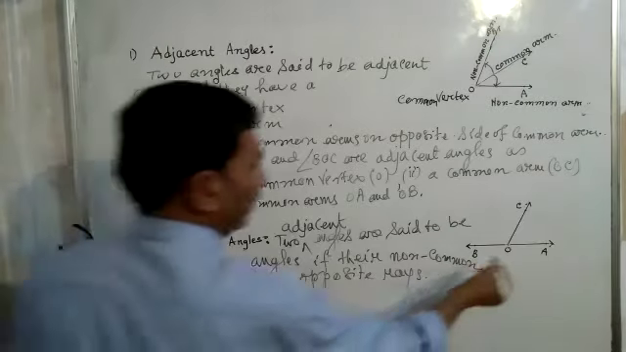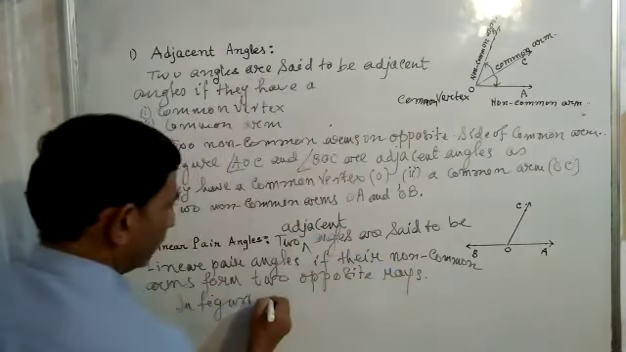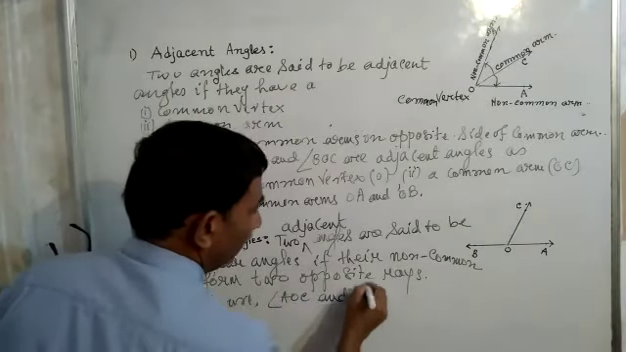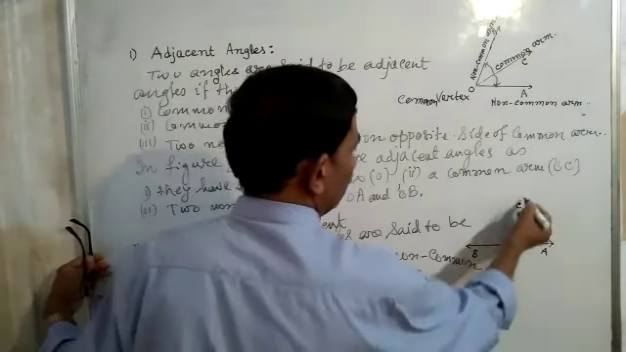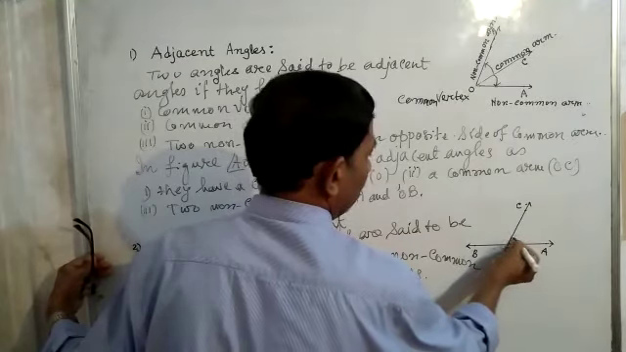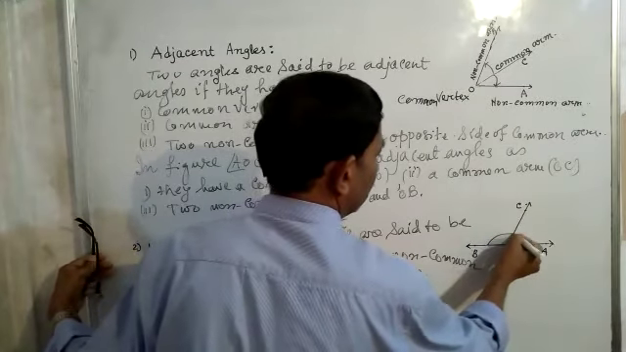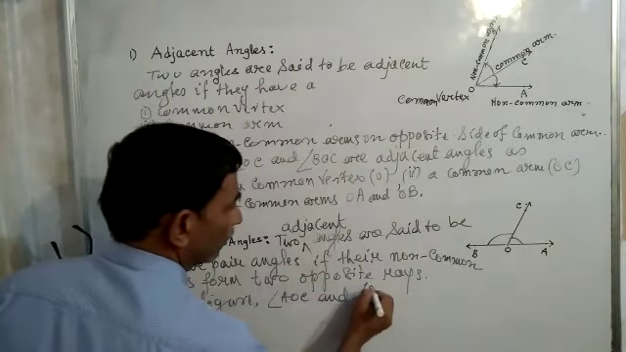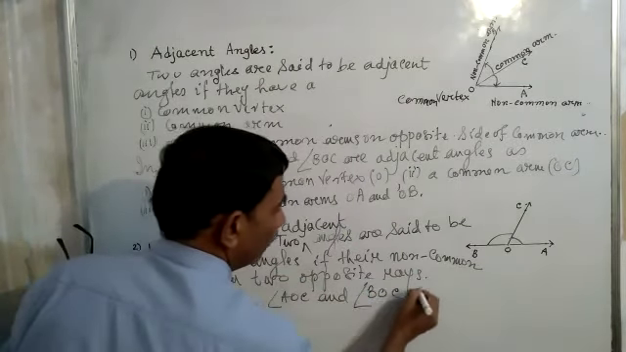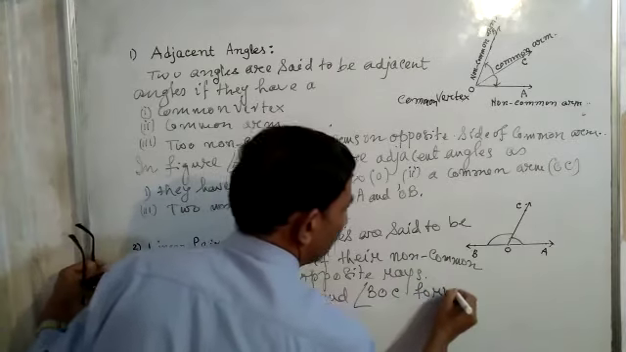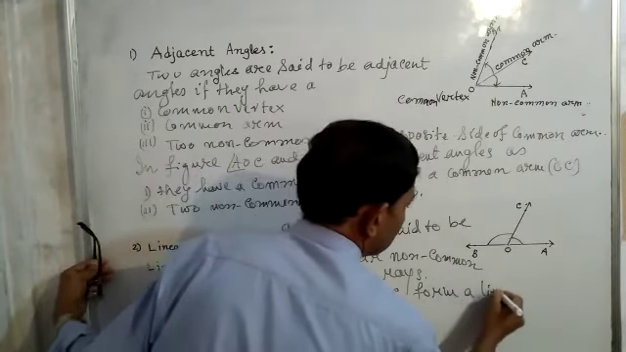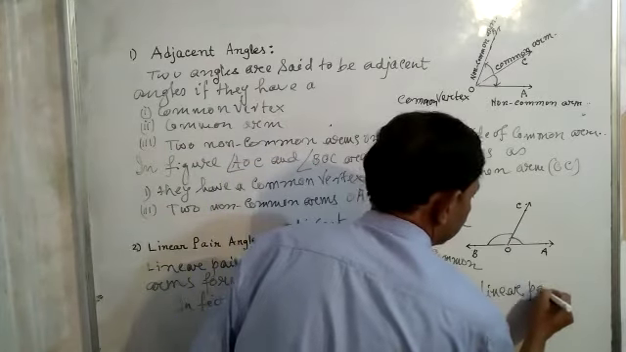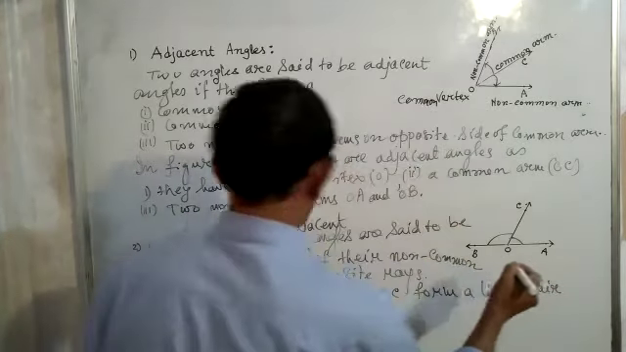in figure, we can mark here angle AOC and angle BOC. This is angle AOC, this is angle BOC. Okay, so angle AOC and angle BOC form a linear pair.